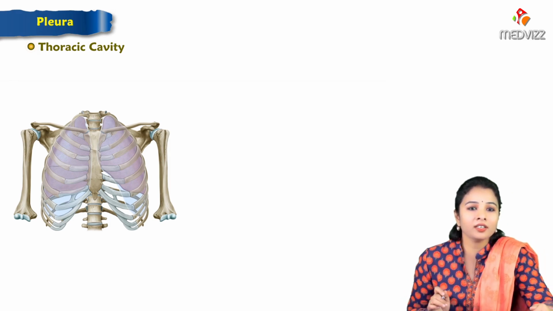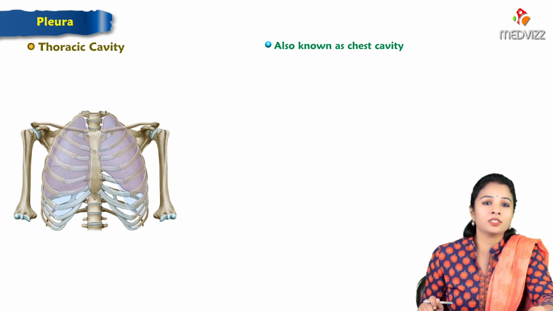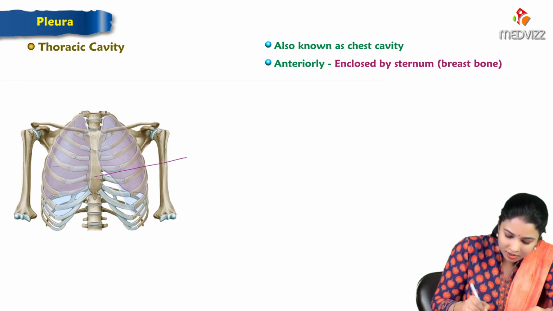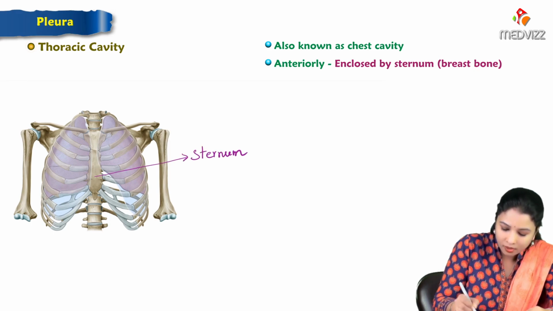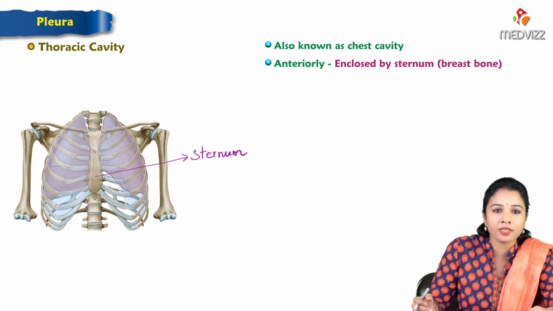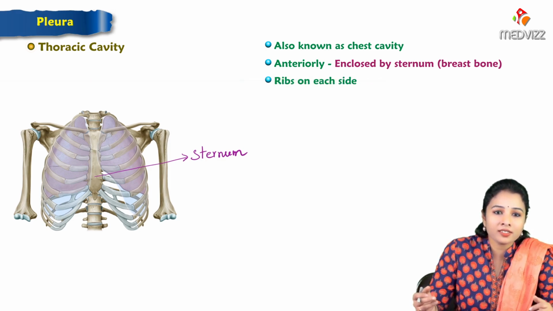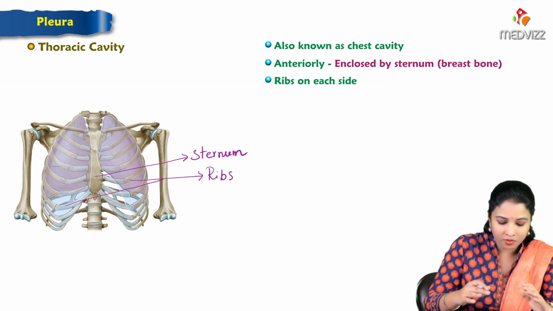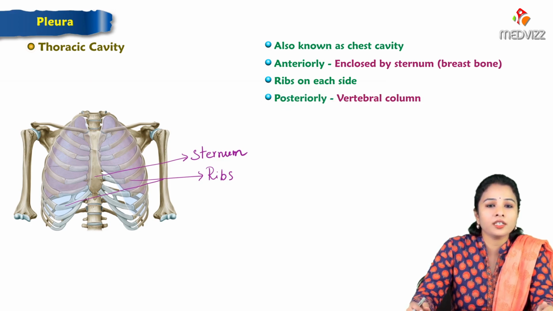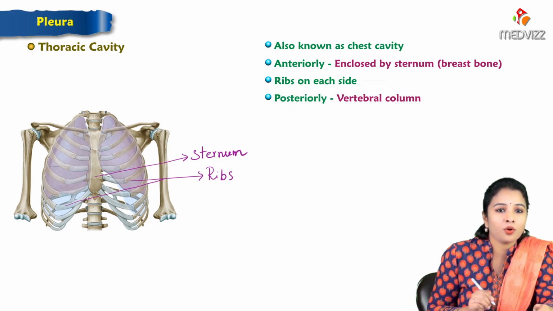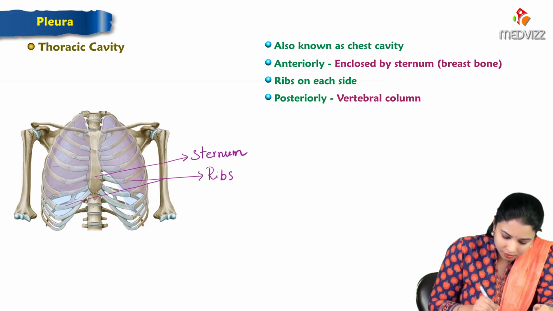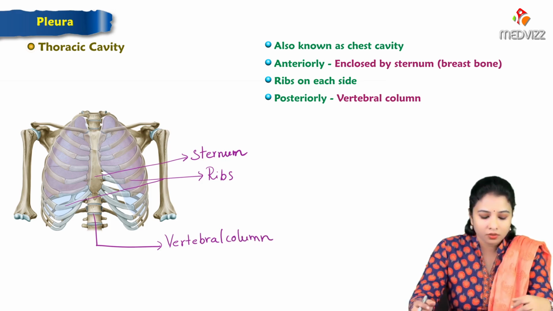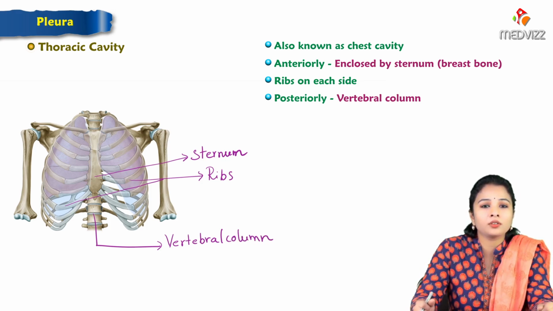The thoracic cavity, otherwise called the chest cavity, is enclosed by the sternum anteriorly. Anteriorly you can view the sternum, otherwise called the breastbone, and there are ribs on each side. Posteriorly the thoracic cavity is bounded by the vertebral column. These are the structures bounding the thorax.